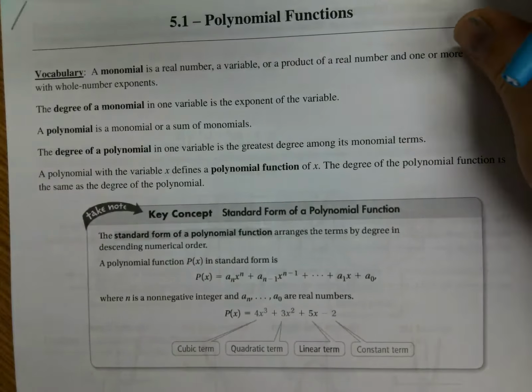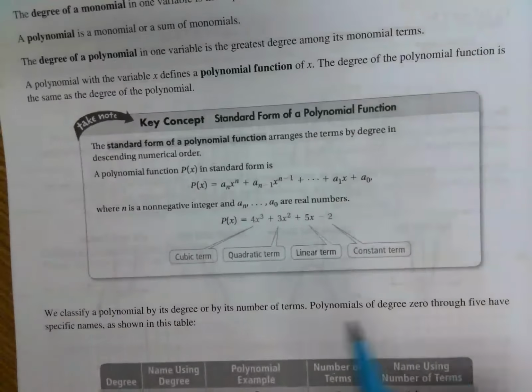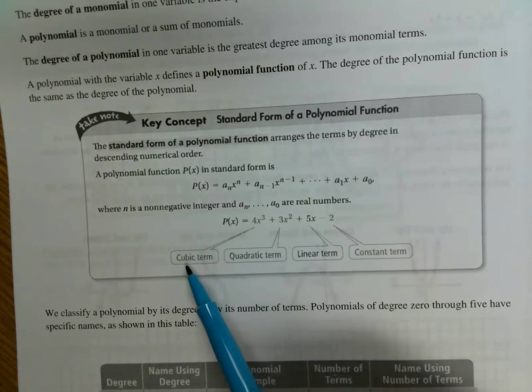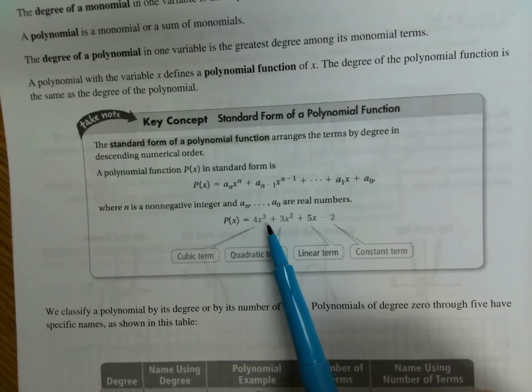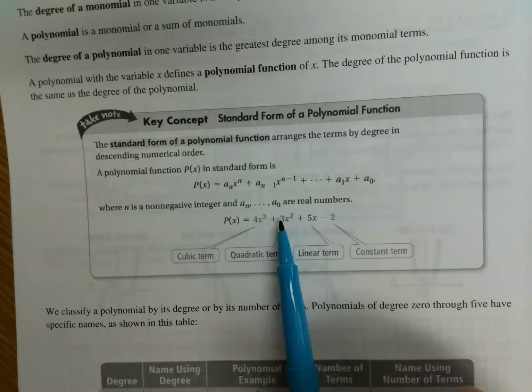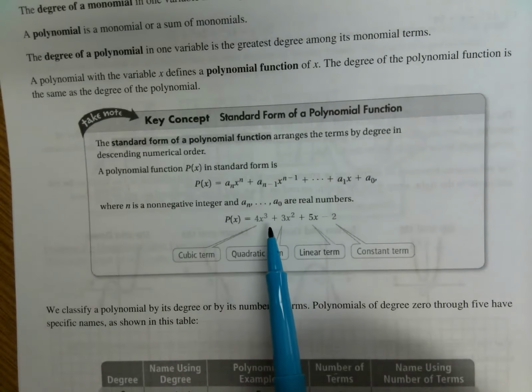If I'm looking at a polynomial function, that means that it is a function. This right here would give me my cubic term because my degree here is 3. So this right here would be the degree of the polynomial. It does not matter about anything behind it. Your highest degree is your degree of your polynomial.